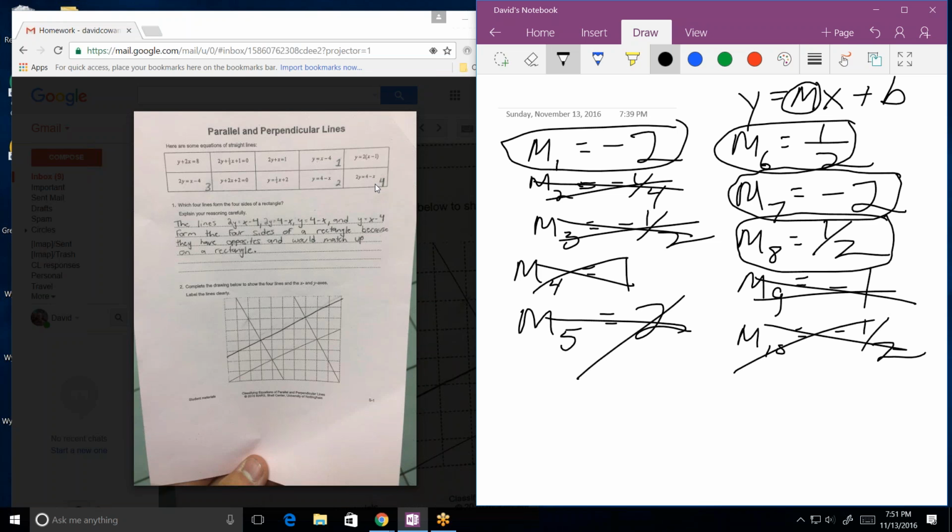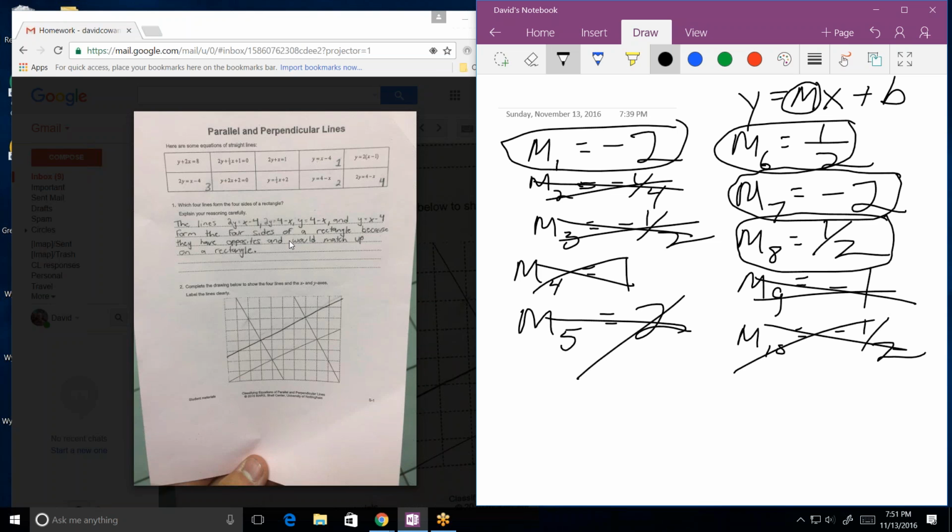So let's talk about your explanation here, what it should say. We've got our answer, but the explanation really should say you want two of the equations to have the same slope and two of the equations to have the negative reciprocal slope, the perpendicular slope. And that's all. That's all you need to say.